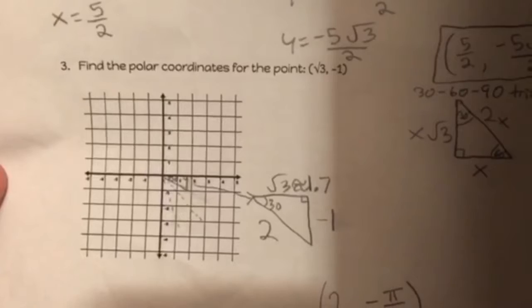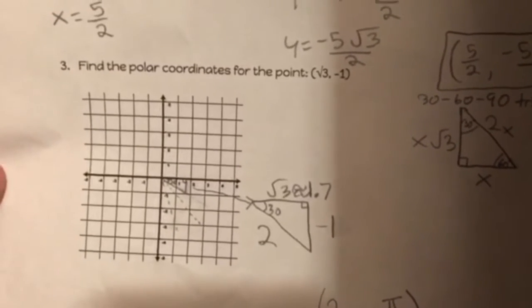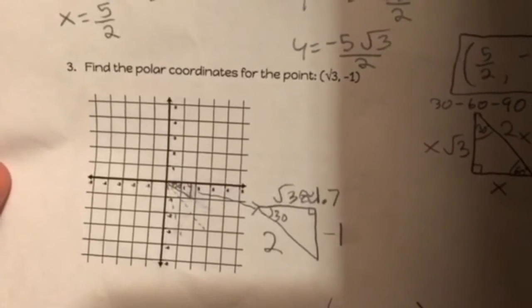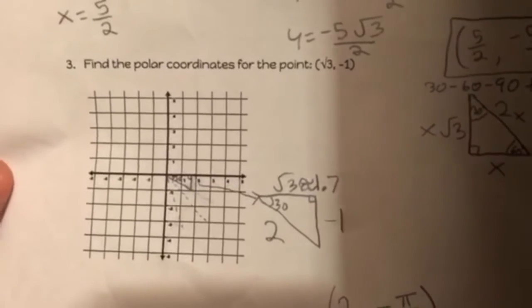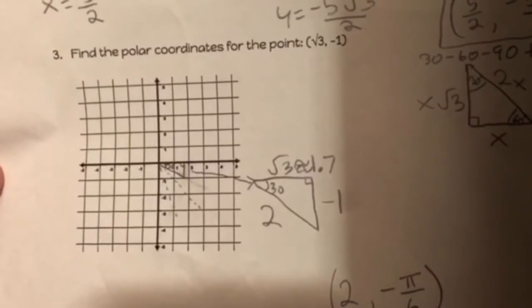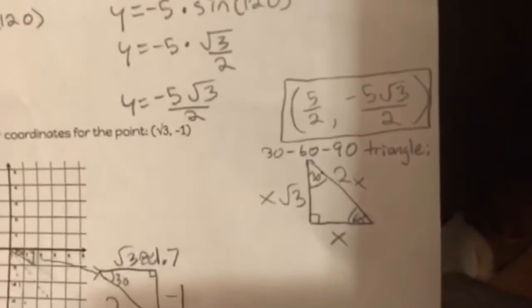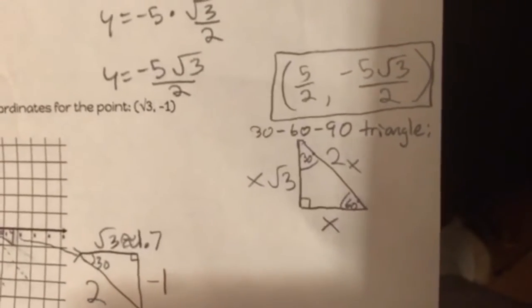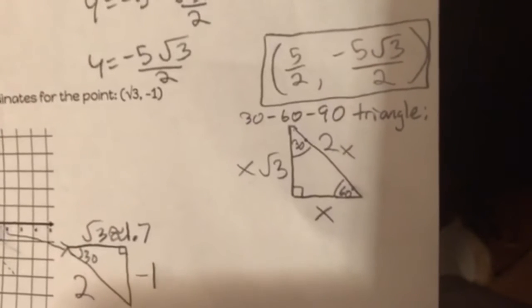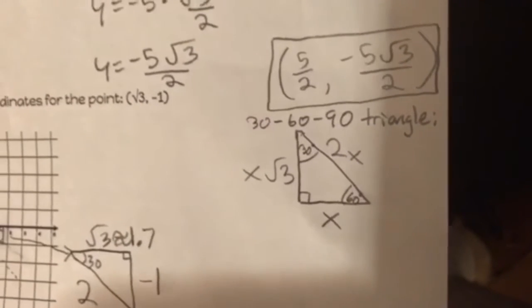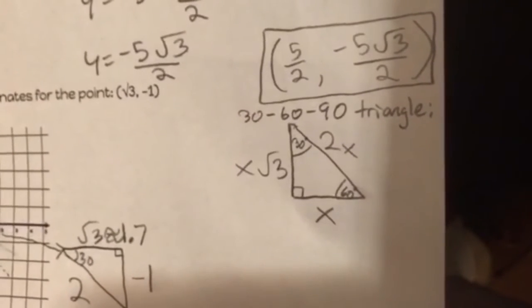For this problem, it wants us to find the polar coordinates for the point (root 3, negative 1). The point of this one is to understand that we're looking at a 30-60-90 triangle. If we look over here at our 30-60-90 triangle, we know that across from the 30 is x, across from the 60 is x root 3, and across from the 90, the hypotenuse, is 2x.